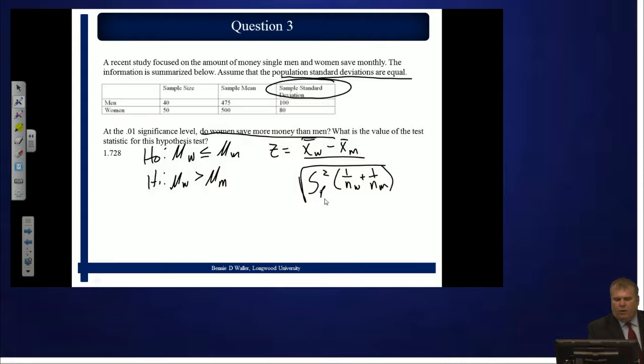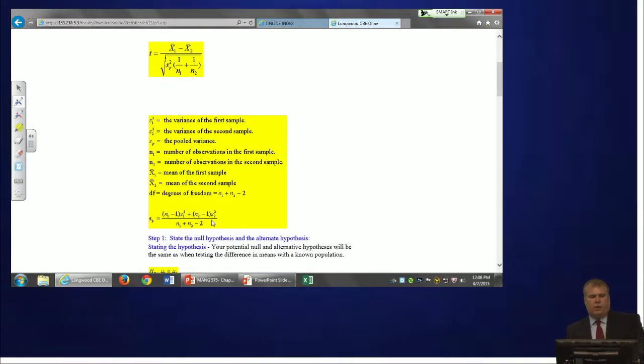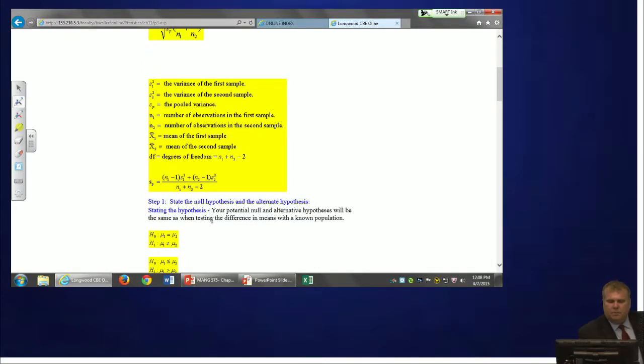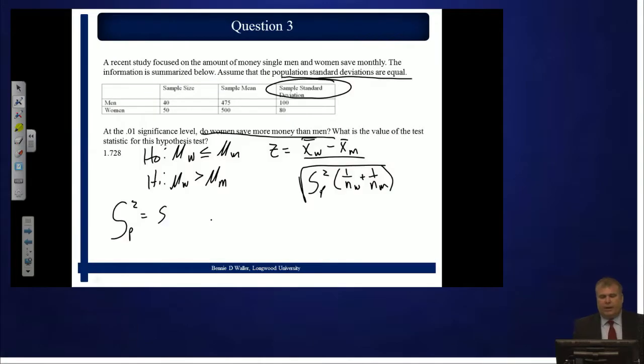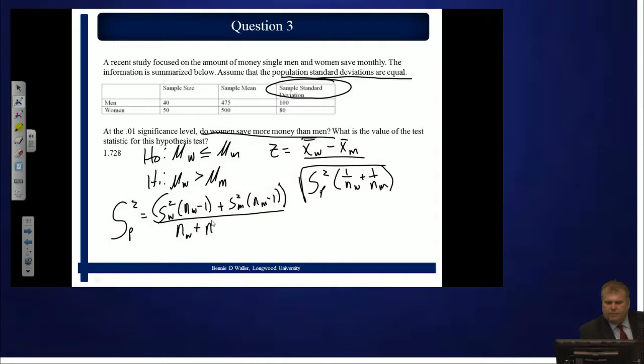Okay? Now, you're going to drop down and do the pooled variance. It gives you that formula. I'm not going to spend a whole lot of time doing it here. That should be S_p squared there. Okay? The pooled variance is n1 minus 1 times the variance of sample 1. So we're going to say the variance of women times the sample size of women minus 1, plus the sample variance of men times the sample size of men minus 1, all over the sample size of women plus the sample size of men, minus 2.